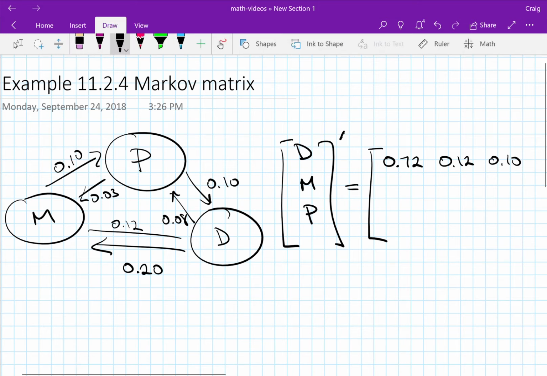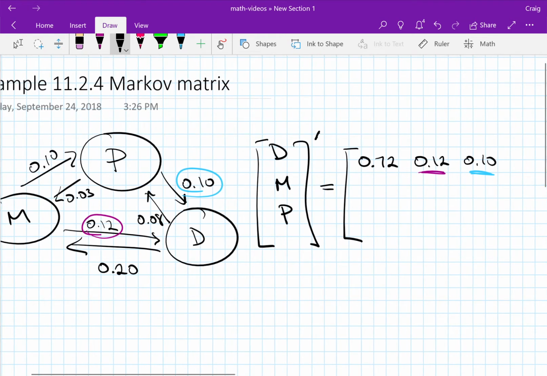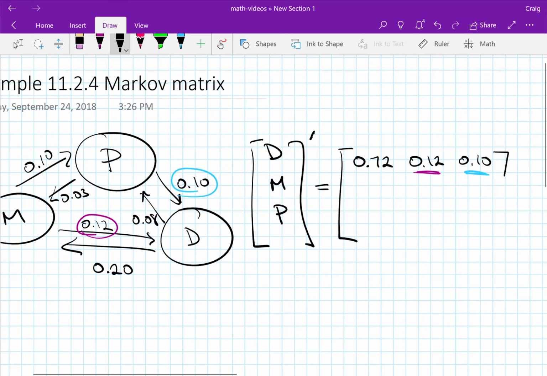So if you look at these, the 72% is stay at home. The 12%, those are the people coming from, I'm sorry, I forgot to draw my arrowhead, those are the people coming from Maryland into Delaware. And then the 10% over here, those are the people coming from Pennsylvania into Delaware. Okay, and then similarly, we can figure out how many people are entering. Those again are the people coming from Delaware, Maryland, and Pennsylvania.